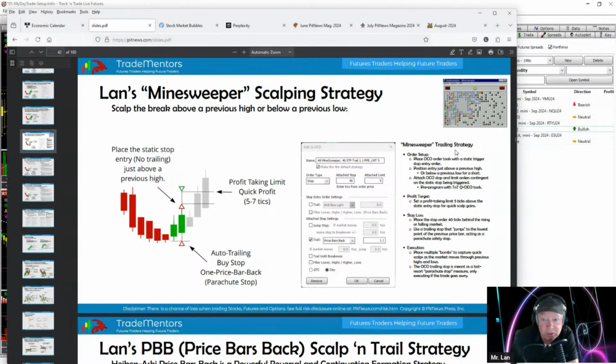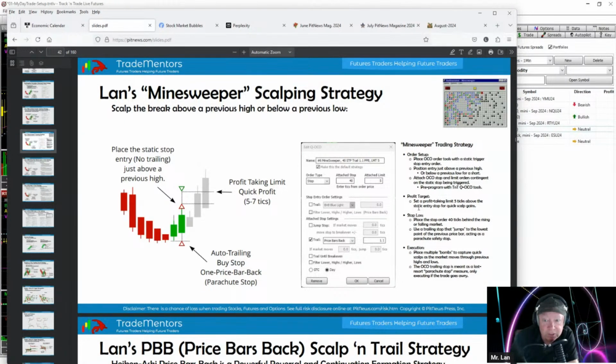So Minesweeper trading strategy. What we're going to do is set up the OCO order tools with a static trigger stop entry order, position entry just above a previous high or below a previous low for a short. We're going to attach an OCO stop and limit orders contingent on the static stop being triggered, pre-programmed with the TNTQ OCO tools.